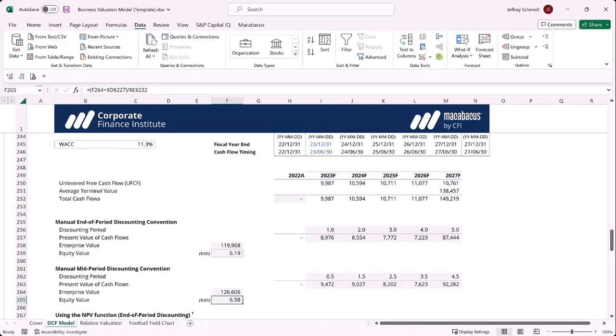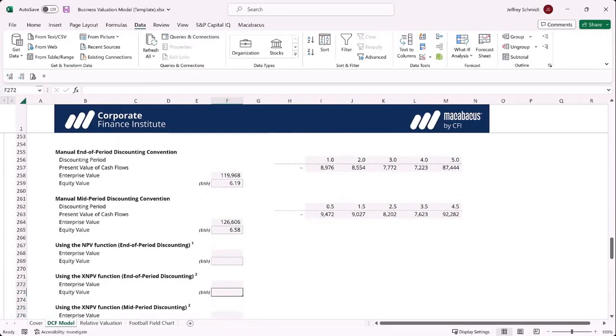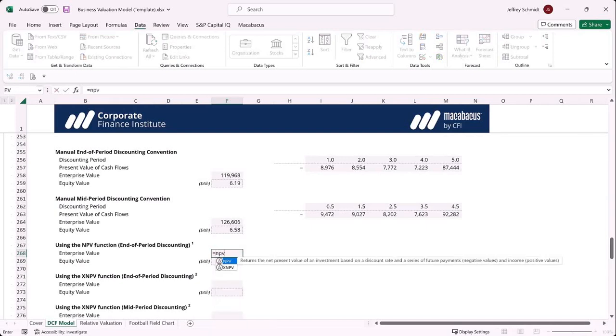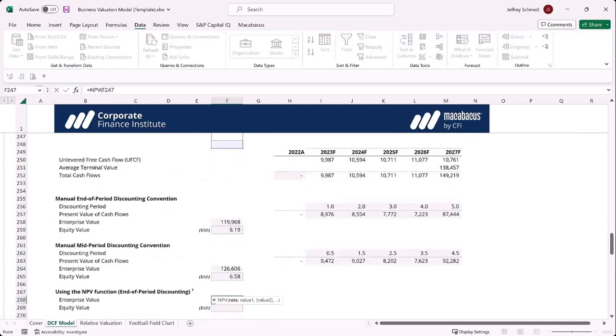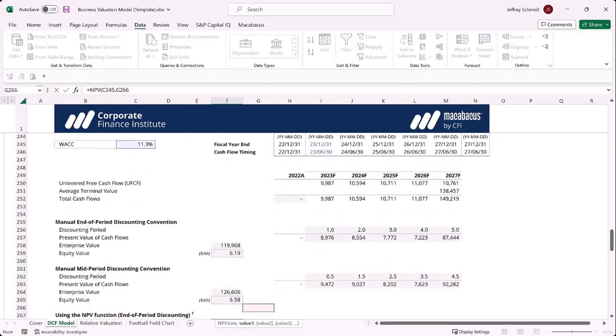Now let's go ahead and use the NPV function to calculate the enterprise value and, of course, the equity value. The NPV function assumes end of period discounting. Do equal NPV. We need to reference our weighted average cost of capital. And then we'll capture the undiscounted cash flows.